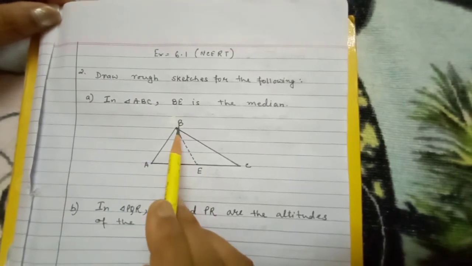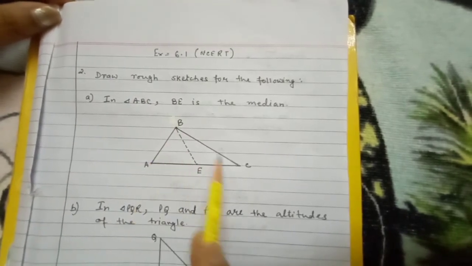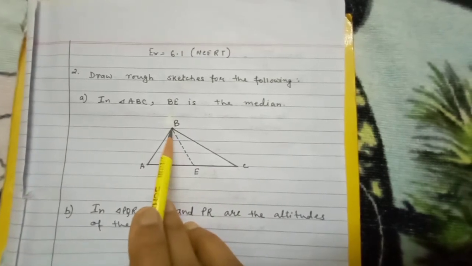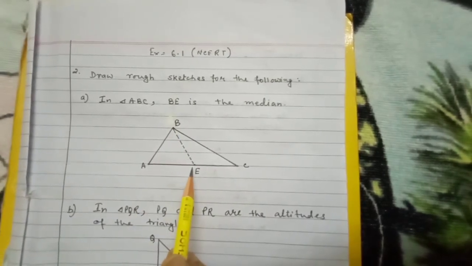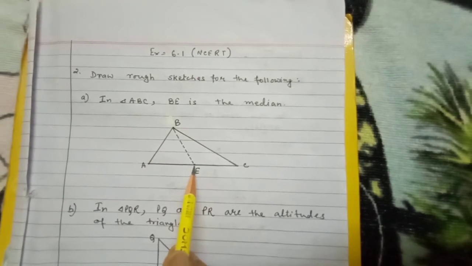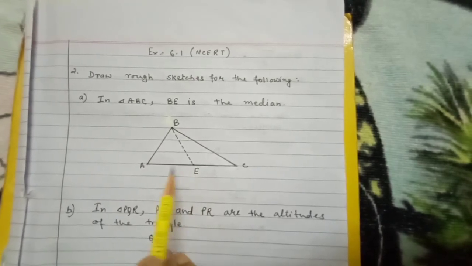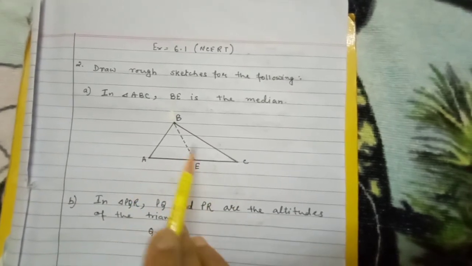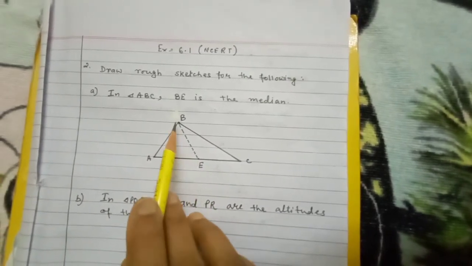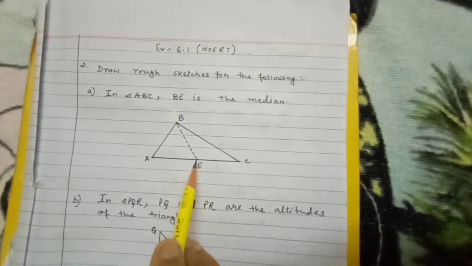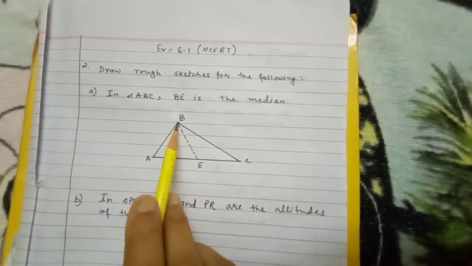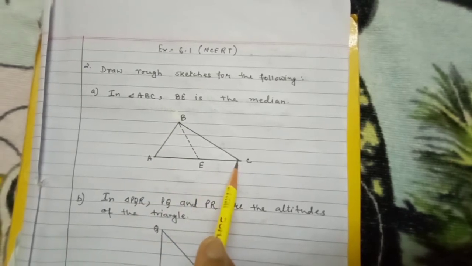Now draw a triangle ABC. I have taken B here so that I can show the median nicely. And what is the median? You know, it joins a vertex to the midpoint of the opposite side. So from B to E, it will be drawn on the opposite side of the vertex B. The opposite side of the vertex B is AC.